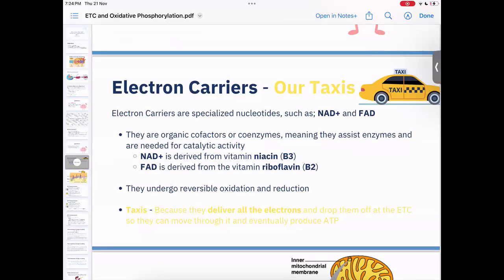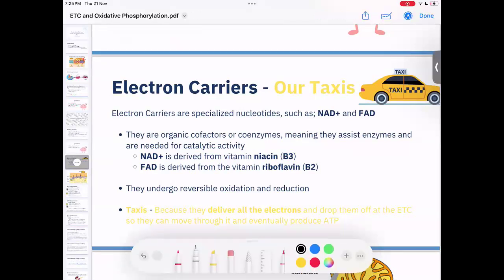So always remember, the electron carriers are exactly like taxis. And what are two very important examples we have in the respiratory chain? We have NAD+, which is the first electron transporter, and then we have FAD. Okay, so these are our two taxis for today.